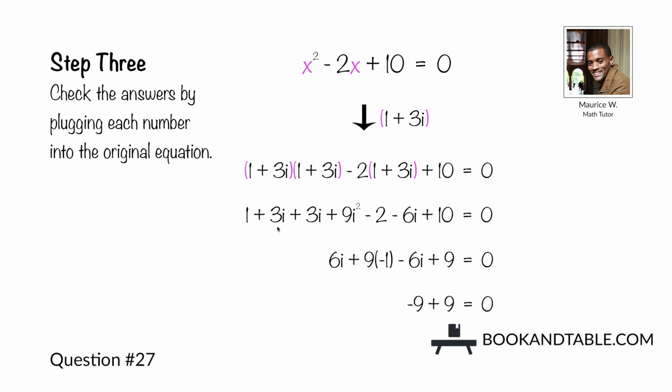We have 3i and 3i, which is 6i. We have -6i. And then lastly, we have 9 times i squared, which is 9 times -1. 6i and -6i cancel each other out, leaving us with 9 times -1, which is -9, plus 9. -9 plus 9 is equal to 0. 0 is equal to 0 confirms that x is also equal to 1 plus 3i.